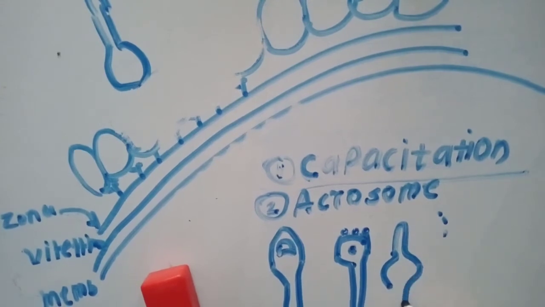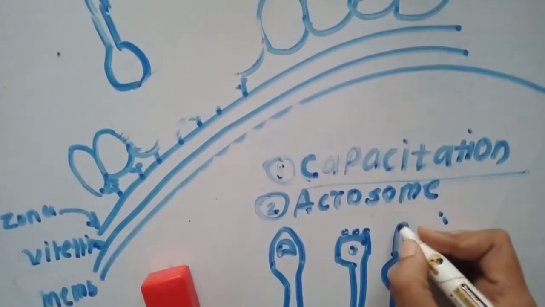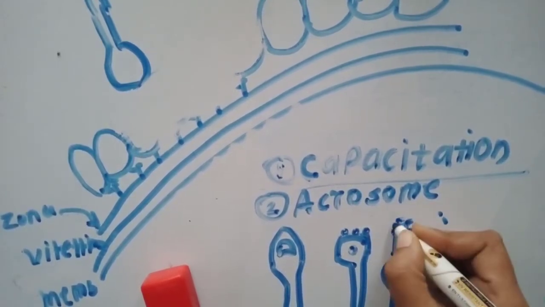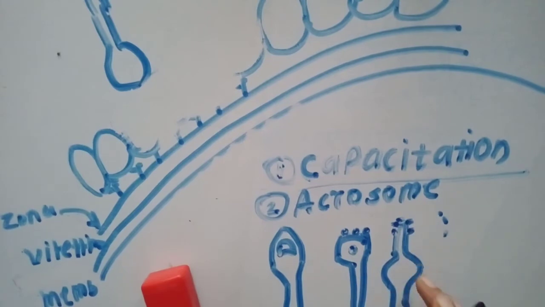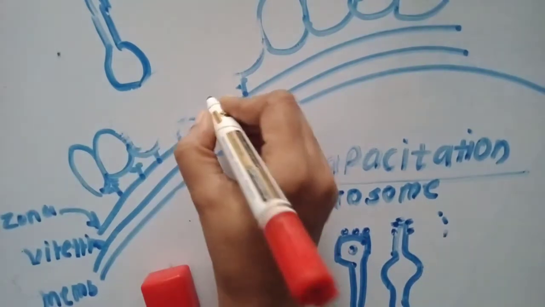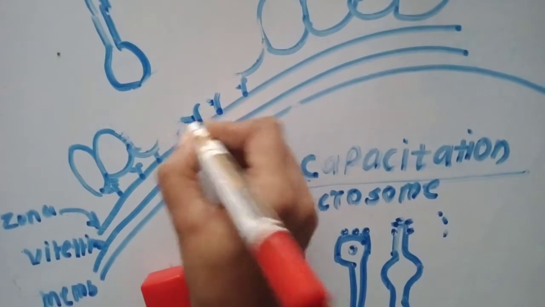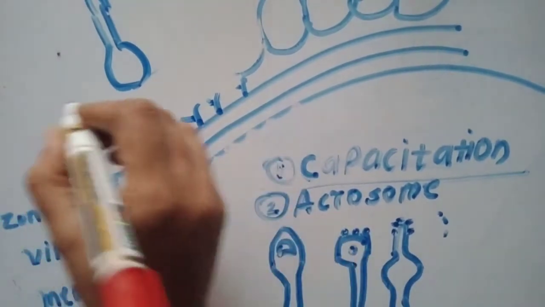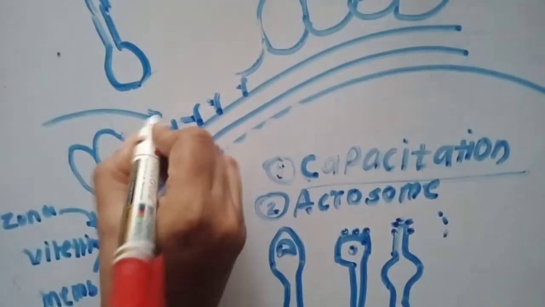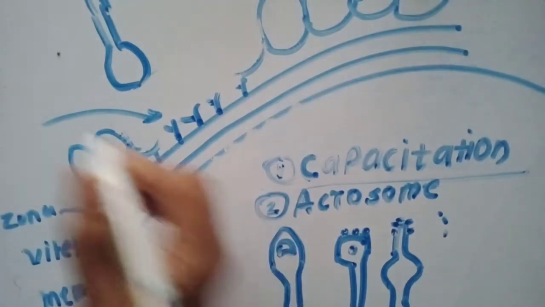These actin proteins, when polymerized, push the membrane outside, and a projection is formed. This is called the acrosomal process. On this, you will see all these binding proteins get coated on the acrosomal membrane. Now I have already told you that on the zona pellucida there is a presence of receptors.